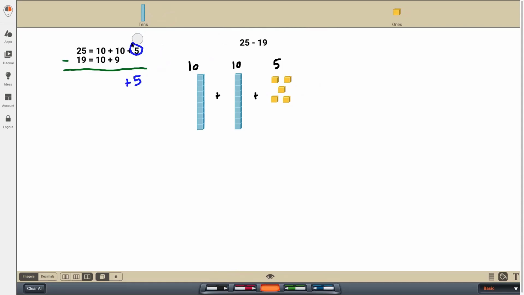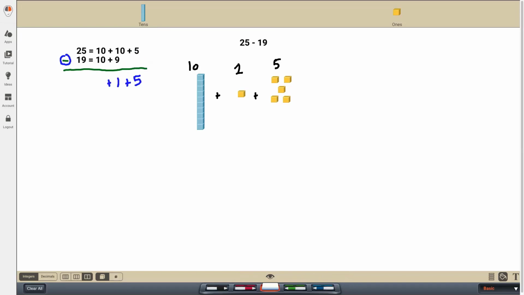What I'm going to do first is take this 9 from my 19 and take 9 from this first group of 10. I need to break this 10 up into ones in order to take 9 away. So first I'm going to start by taking 8 away, and then there we go, I've taken 9 away. So now instead of 10, I just have 1 left right here. I'm going to write that down here. So I have 10 minus 9, which is 1.